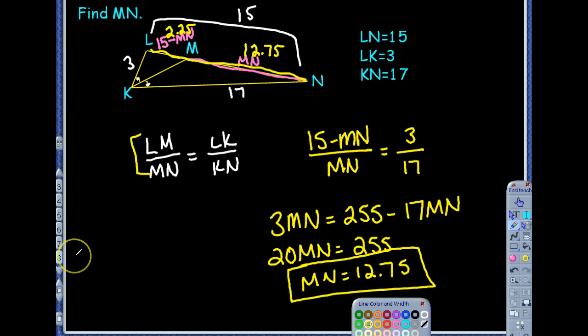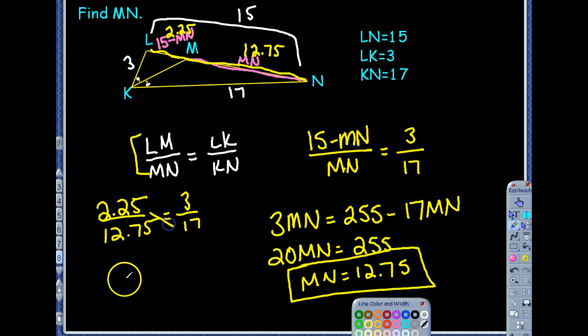So if I actually put that in that proportion, 2.25 over 12.75, does that equal 3 to 17? And so we could cross multiply. Right? So 17 times 2.25 is 38.25. And let's hope we get the same when we multiply. 38.25 as well. So we know we did it right. So that's just a check.